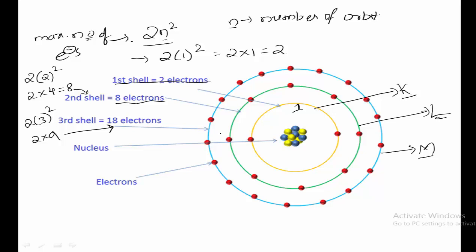So this is how we use the 2n² formula, which was given by the scientist Niels Bohr, to find the maximum number of electrons that can be present in each shell. So these are certain basic things that you need to know about the structure of the atom.